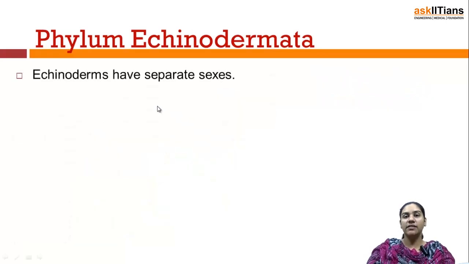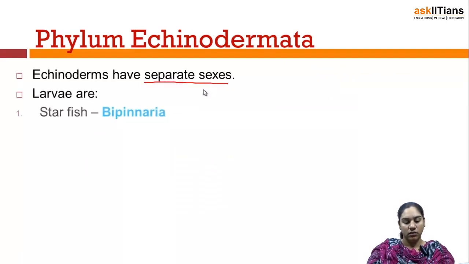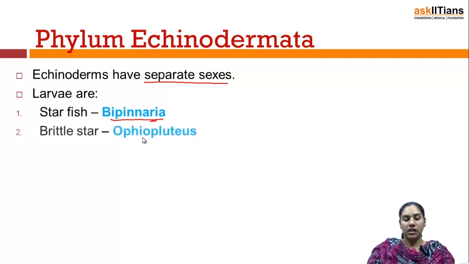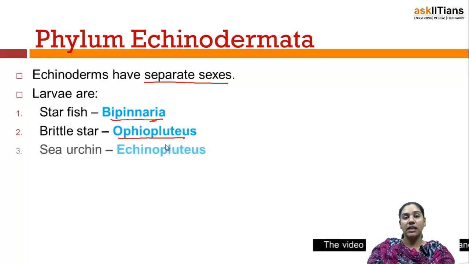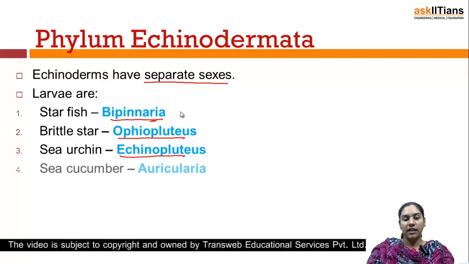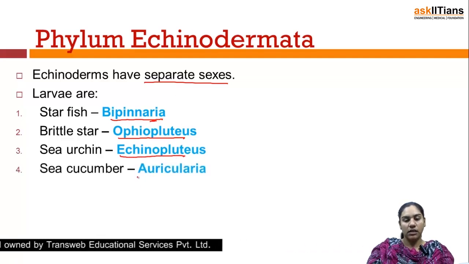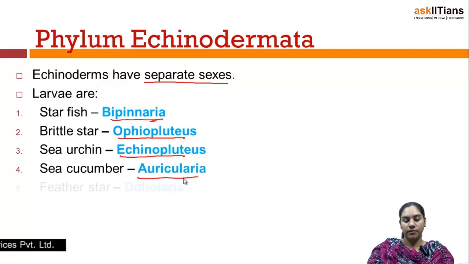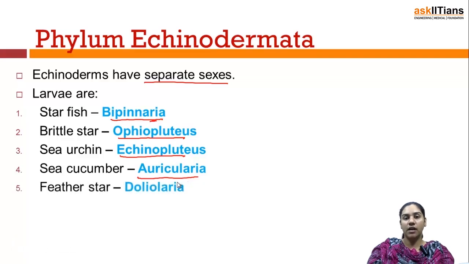The echinoderms have separate sexes, meaning the male and the female are different. The larvae, in case of starfish, is known as bipinnaria. In case of brittle star, it is known as Ophiopluteus. In case of sea urchin, it is known as Echinopluteus. In case of sea cucumber, it is known as Auricularia. In case of feather star, it is known as Doliolaria.